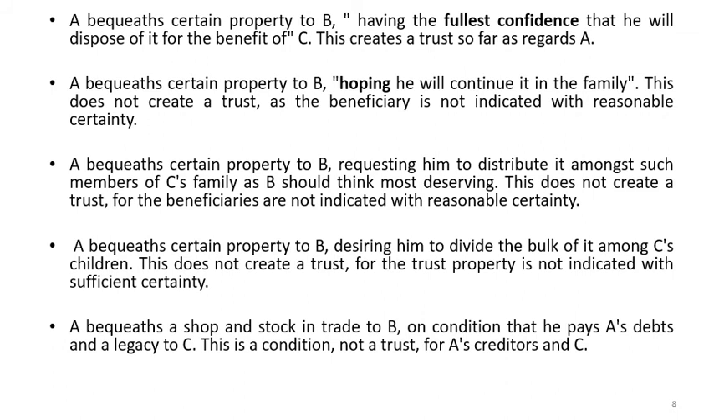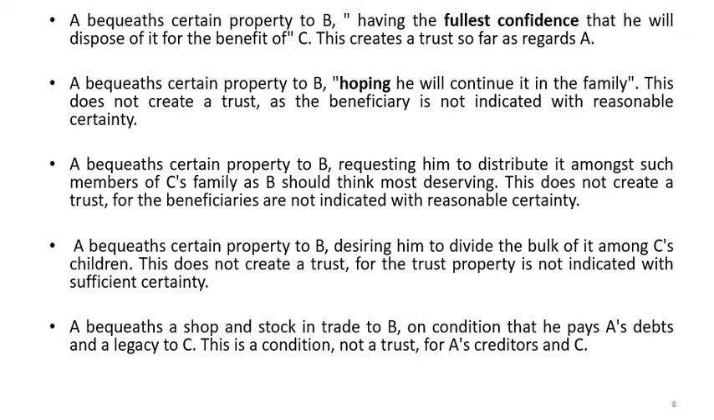See the first one. A bequeaths certain property to B, having fullest confidence. That's very important, which is why it is within inverted commas. Having fullest confidence that he will dispose of it for the benefit of C. The fullest confidence and for the benefit of C, it's clear enough.